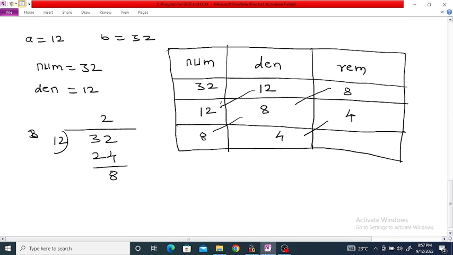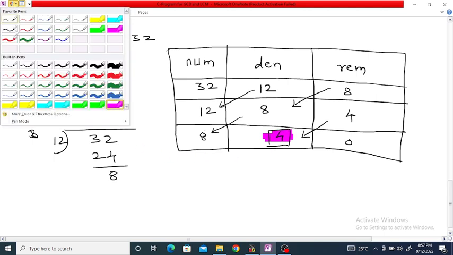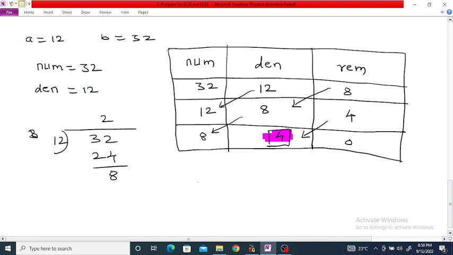Now if we divide this numerator by denominator, the remainder is 0. So when we get 0, this denominator is our GCD. I am highlighting here: the last denominator is our GCD. So we are going to use this logic to find the GCD. So what is the GCD of 12 and 32? It is 4.